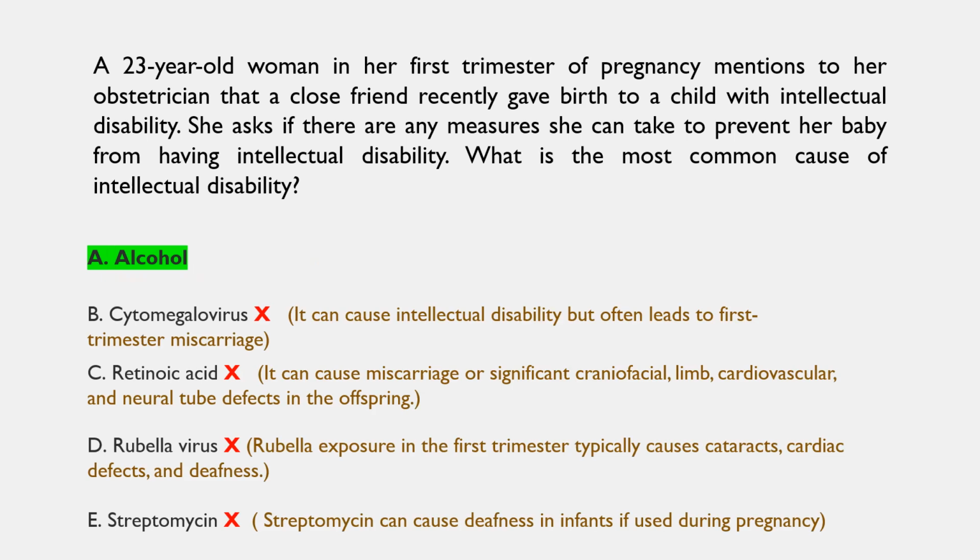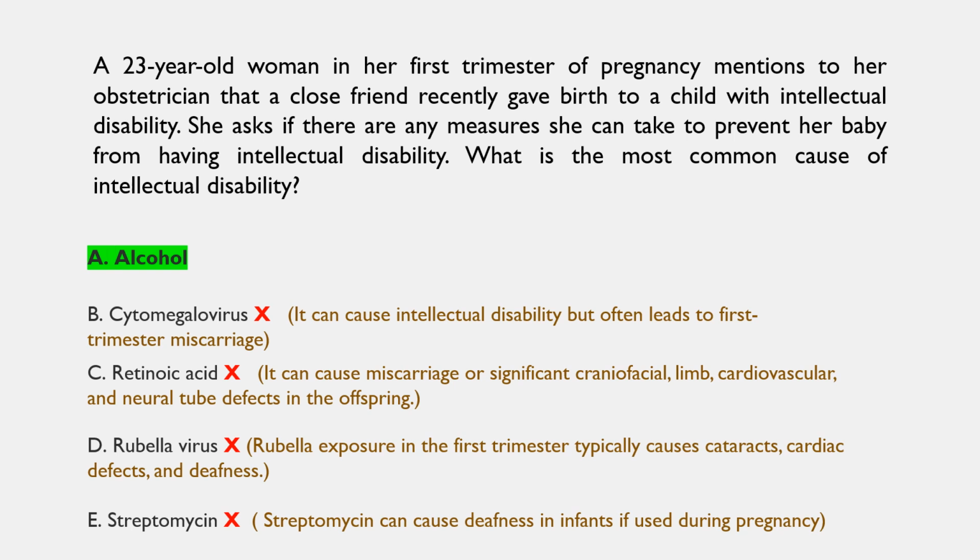B. Cytomegalovirus. It can cause intellectual disability, but often leads to first trimester miscarriage. C. Retinoic acid is incorrect. If isotretinoin is used to treat severe acne during pregnancy, it may produce spontaneous abortion or major craniofacial, limb, cardiovascular, or neural tube anomalies in the offspring.